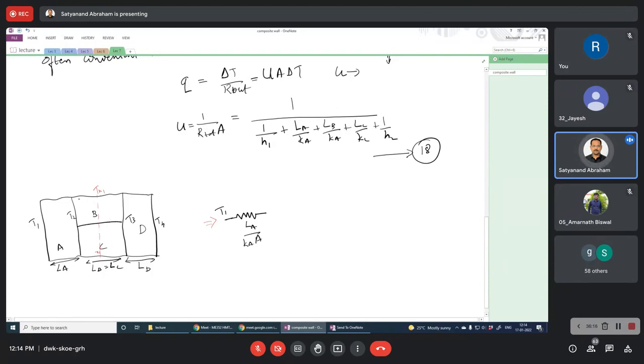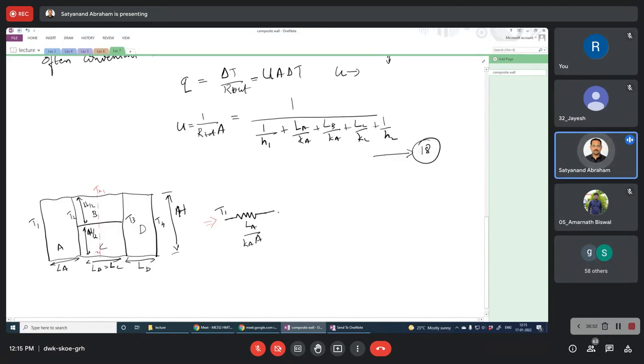Again, we are just assuming the height, practically. If this is the full height h, we are assuming h by 2 and h by 2. So that means B and C are equally divided.